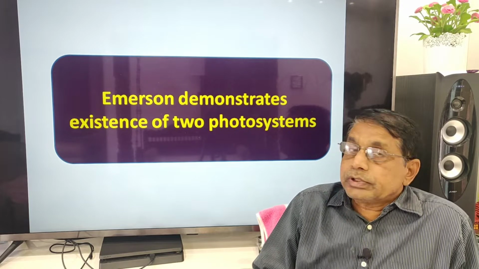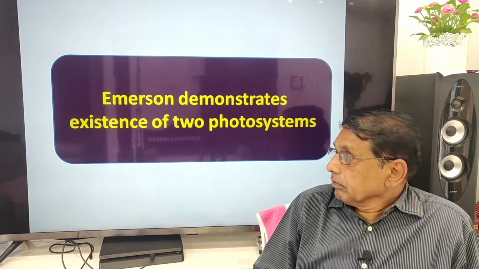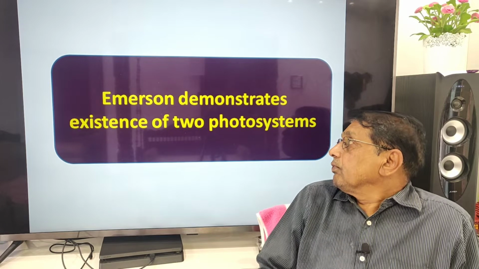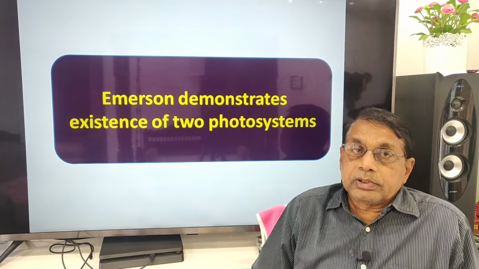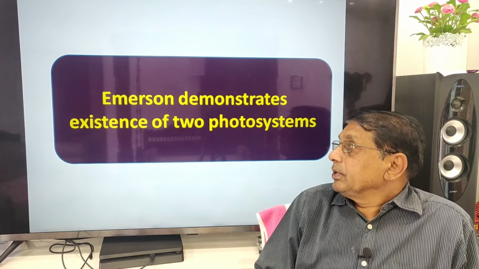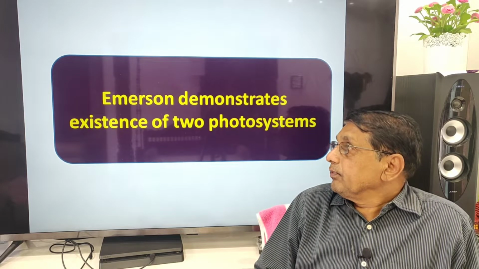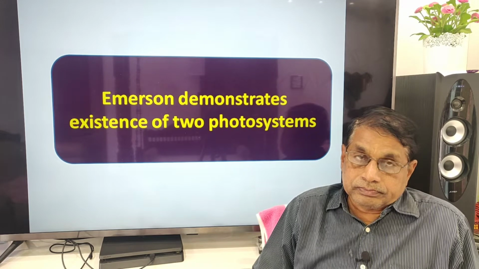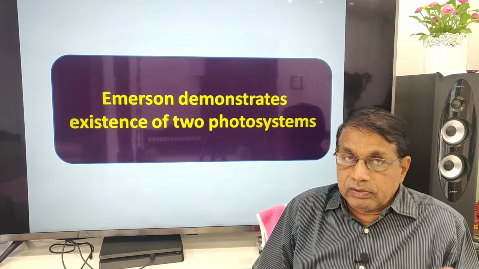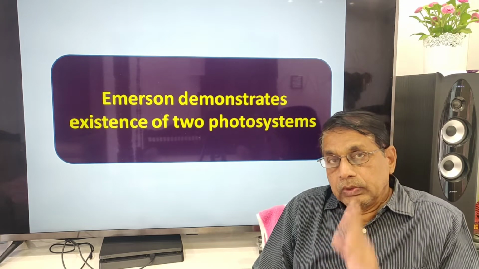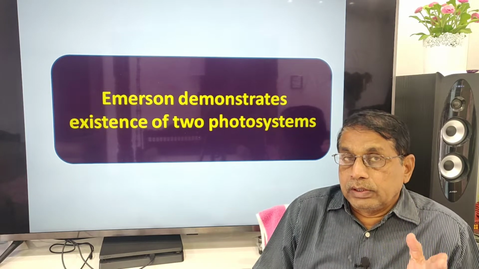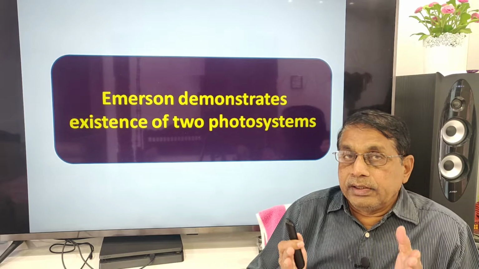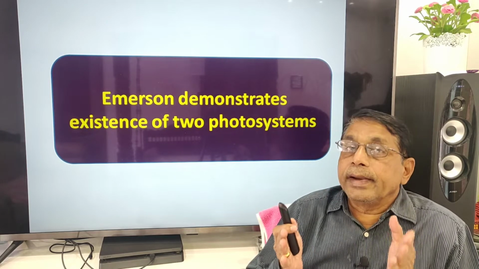Emerson demonstrates the existence of two photosystems. Photosystem 1, photosystem 2. On what basis was he able to divide the photosystems into 1 and 2?